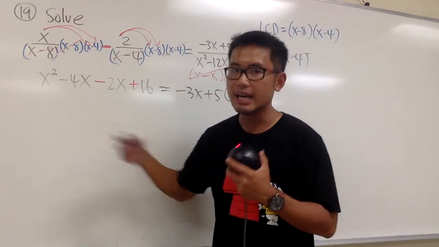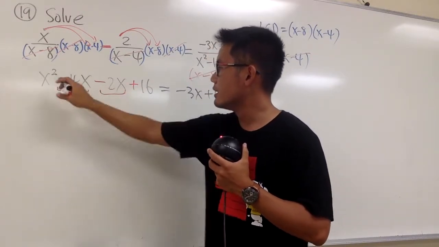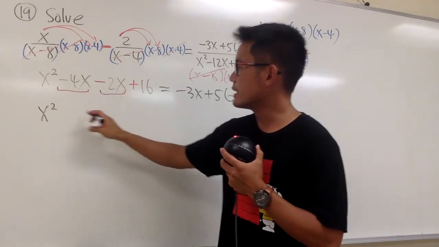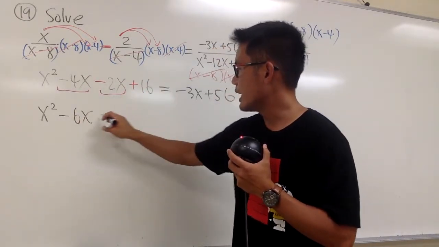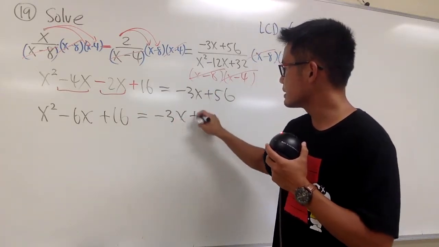Now, on the left-hand side, let's combine items first, because I see we have this minus that. So therefore, we have x squared, negative 4x minus 2x, that's negative 6x, and we add the 16, right? And this is equal to this, negative 3x plus 56.